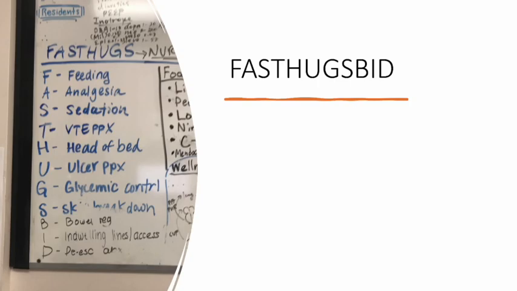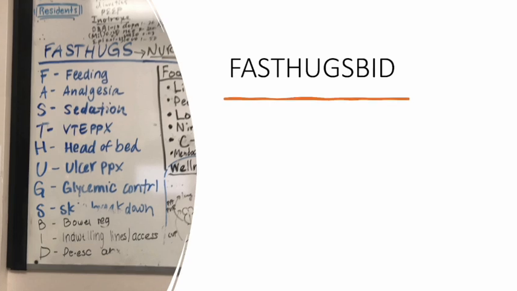Okay, next let's briefly talk about a mnemonic known as Fast Hugs BID, which is a mnemonic used for recalling key issues to review when looking after critically ill patients in the ICU. And usually at the end of presenting a patient, they'll go through each of the letters in this mnemonic, the rest of the team and an ICU nurse at bedside. So the first is feeding.